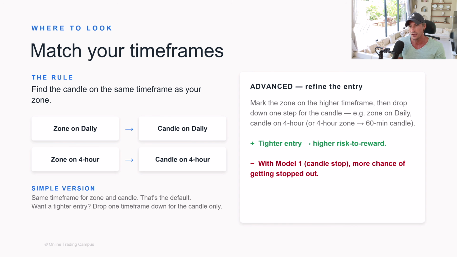Again, there's a catch. What is the catch? With entry model 1, the candle stop, that tighter stop also means you get stopped out more often, and it works all the way down. Daily refine on the 4 hour zone refine on the 60-minute. Same idea each time. If you're newer, just keep it simple, guys, and match the time frames. The refinement is there for you when you're ready.